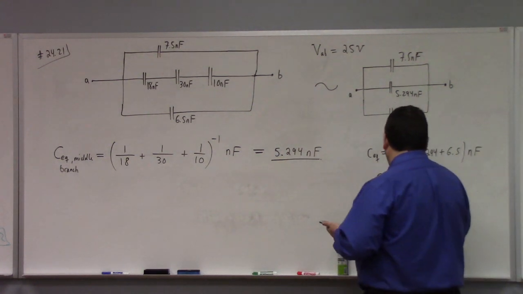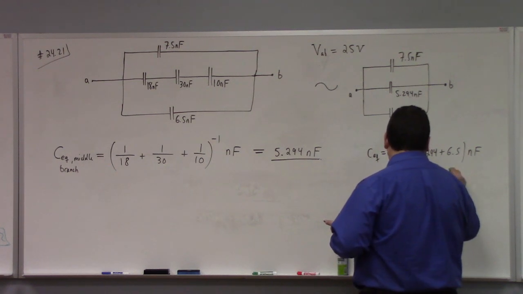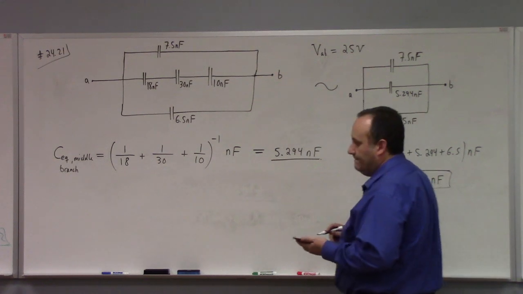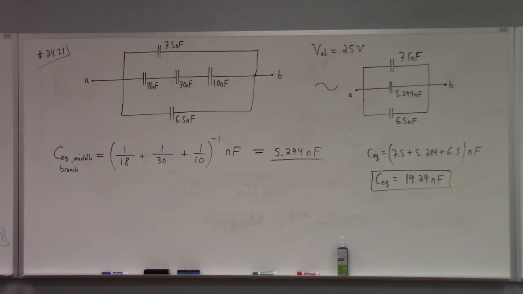So C equivalent, I get 19.29 nanofarads, something like that. Now this is an odd problem in the book, which means that I can check it, and I will foolishly now check it. 2421, 19.3 nanofarads. Hooray. Oh, by the way, the answer to part D is 25 volts. Did we do this one already? I feel like we did this one already. Dang it. All right, well, I'm going to stop doing this one. Should we do a different one?